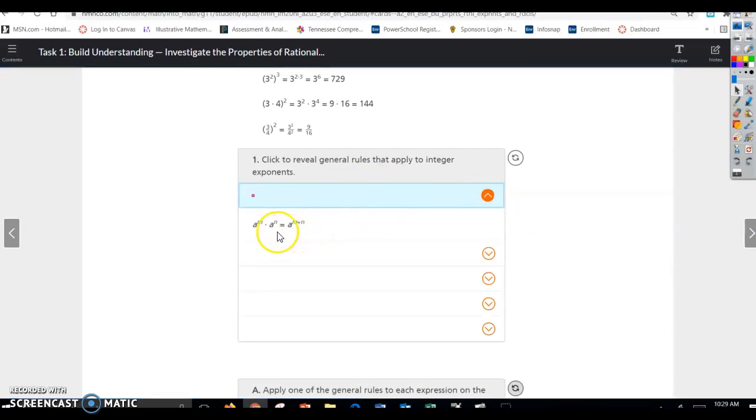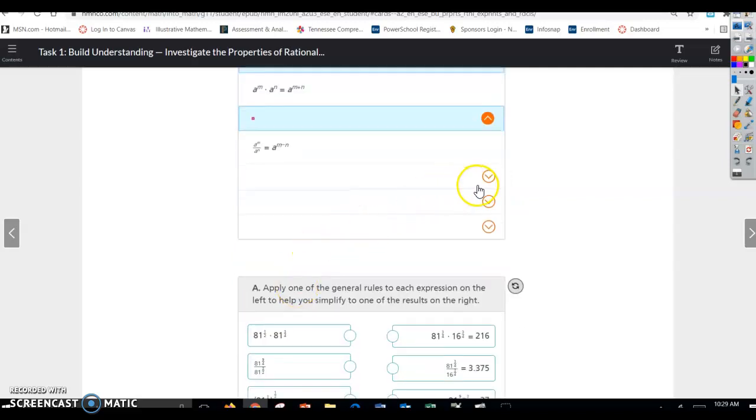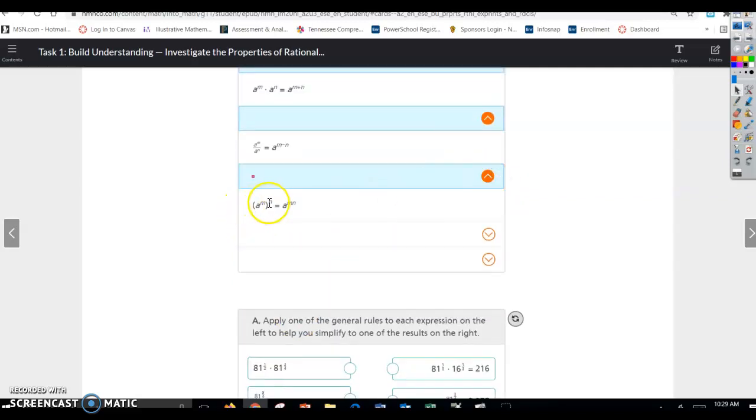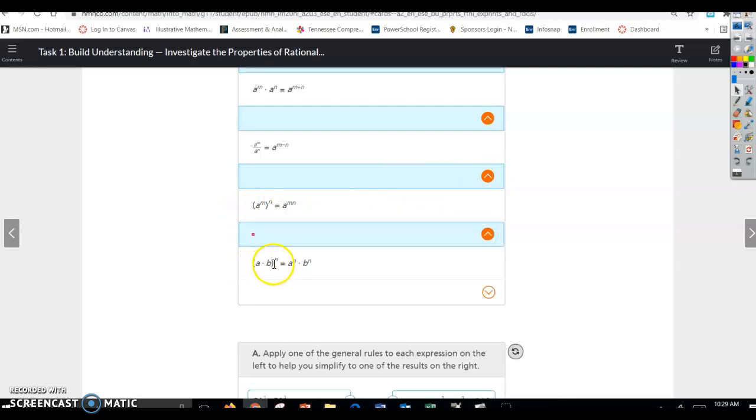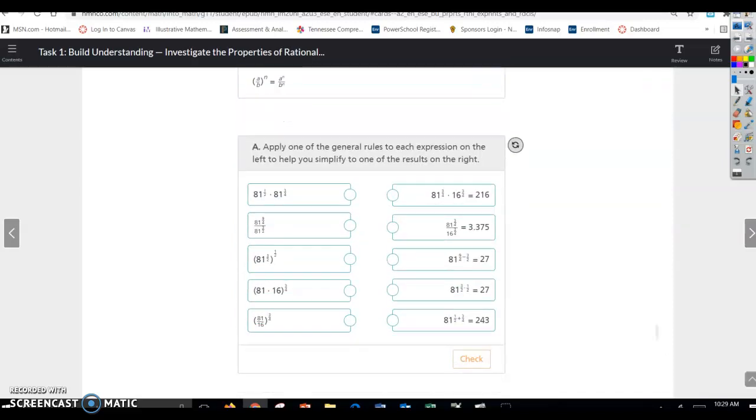All right, so this is just used with the variables. Again, same base when you're multiplying, you add. Same base when you divide, you subtract. A power to a power, you multiply. A quantity raised to a power means each thing is raised. You kind of distribute that power. And a quotient to a power, everything inside the parentheses again gets raised to that power. So those are your general rules.